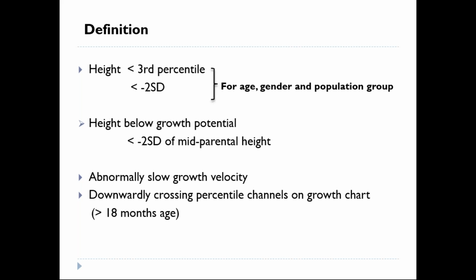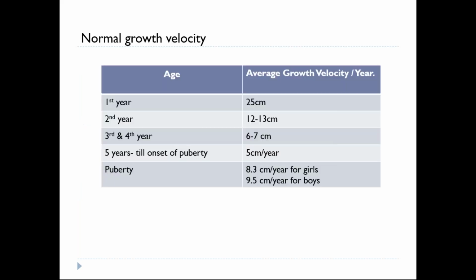Or you can also use mid-parental height; I will discuss the concept of mid-parental height in further slides. Another definition is abnormally slow growth velocity, which we'll also discuss. On the growth charts, whenever the child crosses 2 percentile charts downwards, that may also be considered as short stature. These are various definitions that have been used. However, the most common one still remains less than -2 standard deviation or less than the third centile.